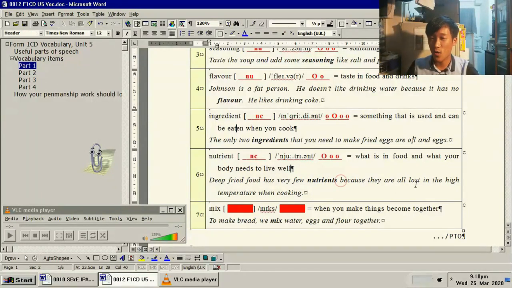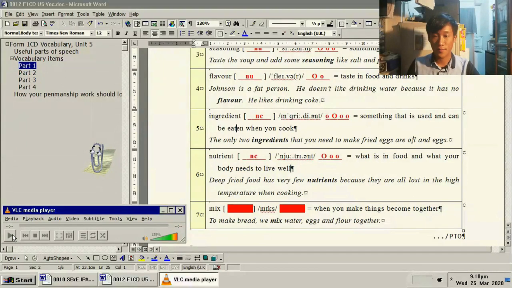Why? Because they are all lost. Okay, the nutrients are lost in the high temperature when cooking. The deep fry, the temperature is very high, like 200 degrees Celsius, I think, more than 200 degrees Celsius. And it has a lot of oil, lots of oil, high temperature, and then you deep fry it. So no or very few nutrients. Unhealthy. Let's practice reading.